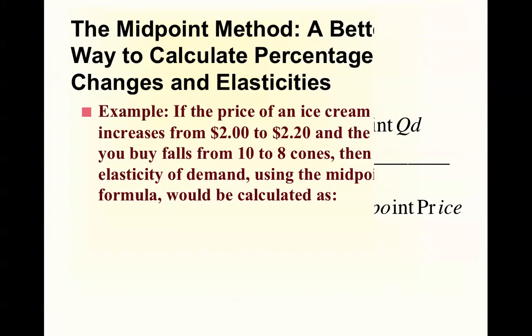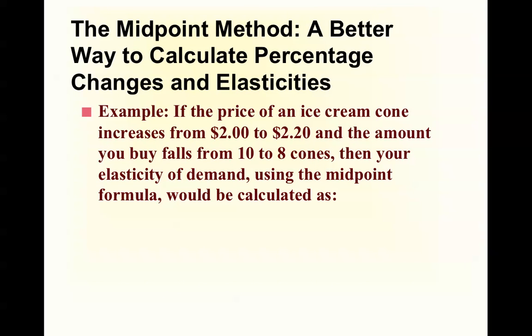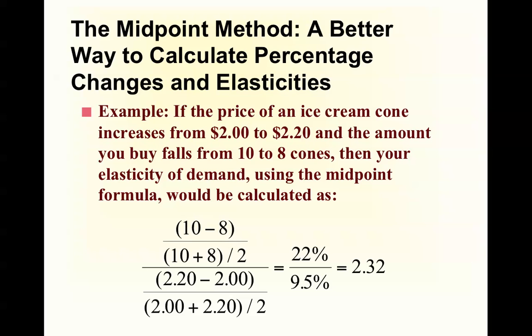Okay, so here's an example of the midpoint method. We have the same range. If the price of an ice cream cone increases from $2 to $2.20 and the amount you buy falls from 10 to 8, then your elasticity of demand using the midpoint formula would be 10 minus 8, but now it's going to be over the midpoint, which in this case will be 9. 10 plus 8 divided by 2 is 9. And then $2.20 minus $2 over the midpoint, which is $2.10, would be 9.5%. And our answer, very close to the percentage method calculation, is 2.32.